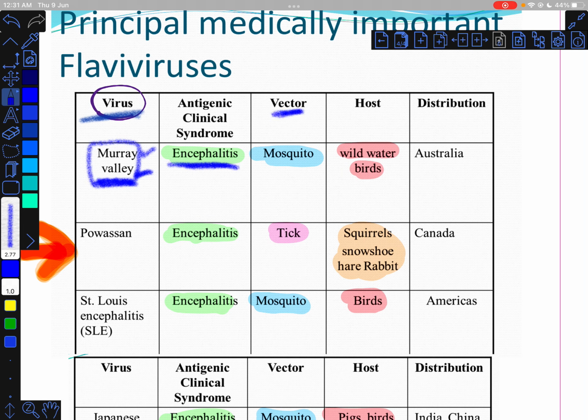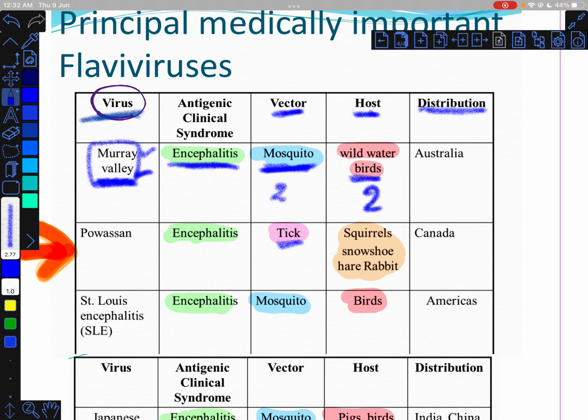What about the vector? All of them are transmitted by the mosquito, except two which are transmitted by the tick. We will talk about it later, but first, the vector is always a mosquito. What about the host? The host is always a bird, but there are two exceptions where the host is not a bird. The distribution will differ from virus to virus. We will represent it when we talk about each virus especially.